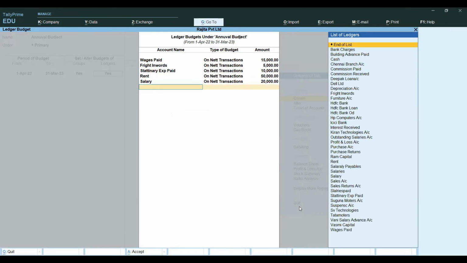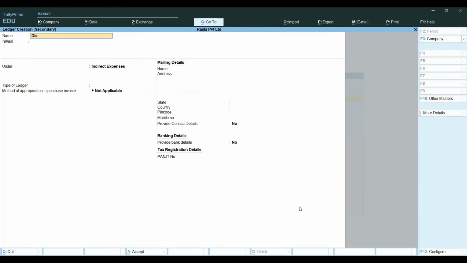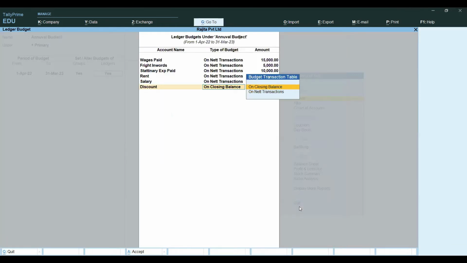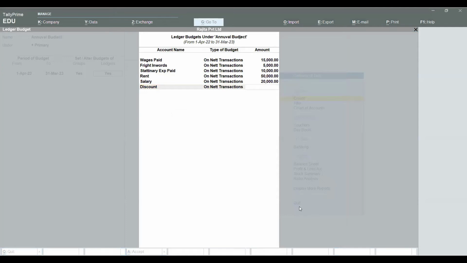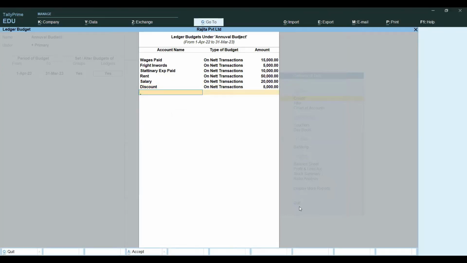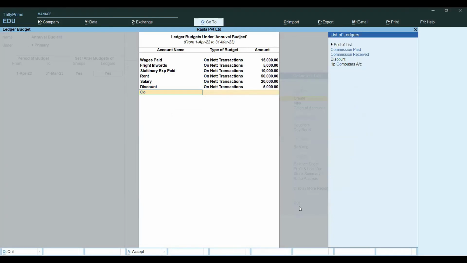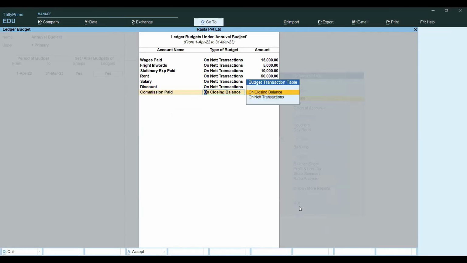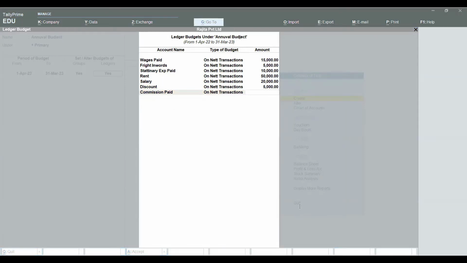Okay, ma'am. Discount ledger also we don't have. All to see discount. It also comes under expenses, indirect expenses. Discount estimation is 5,000 rupees, ma. Enter, ma. Next, ma. Okay, ma'am. Commission, ma. Commission paid on net transaction. Commission expenses is 10,000 rupees, ma.